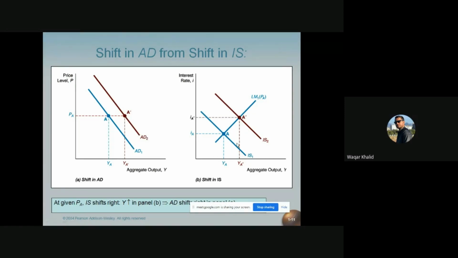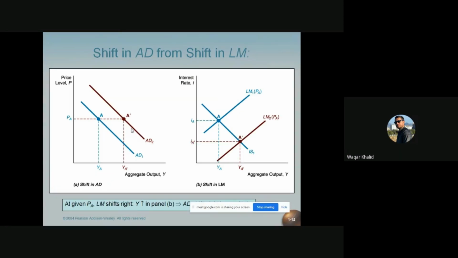In other words, the IS curve has shifted to the right, and similarly, the aggregate demand curve has also shifted to the right. That's why we can say that any factor that shifts the IS curve shifts the aggregate demand curve in the same direction. Now look at the final case, shifts in the LM curve.